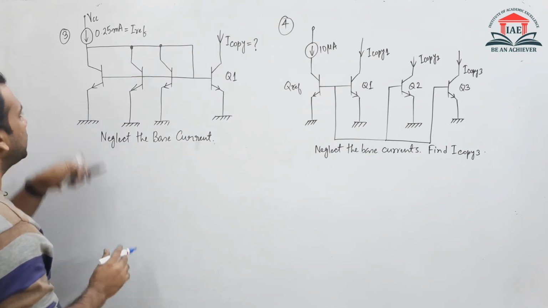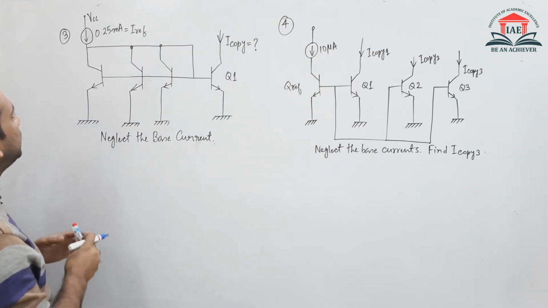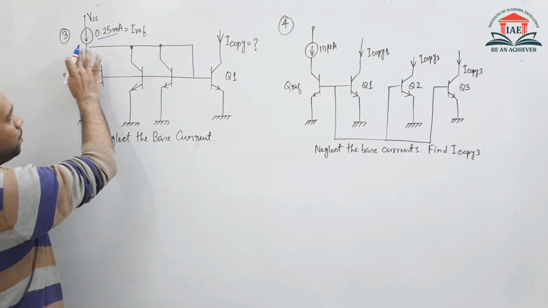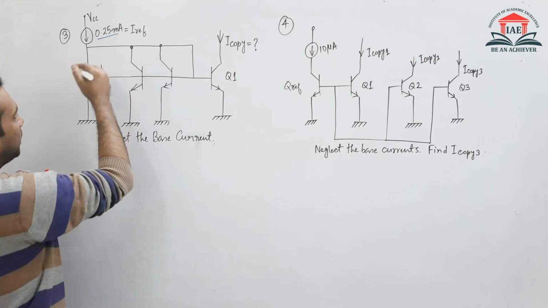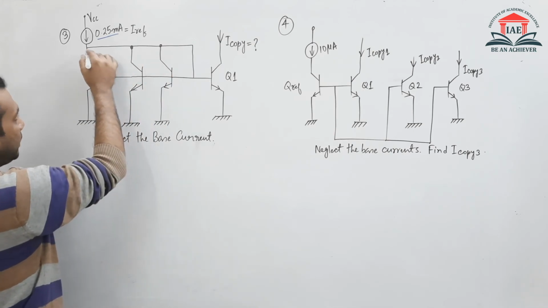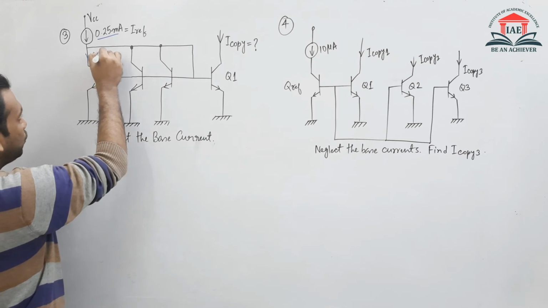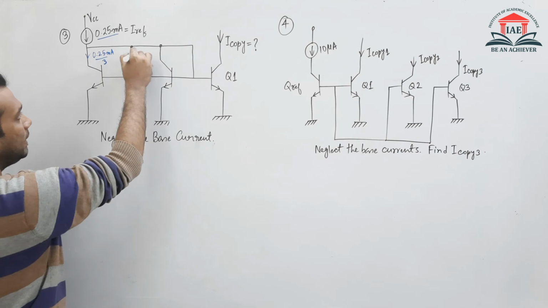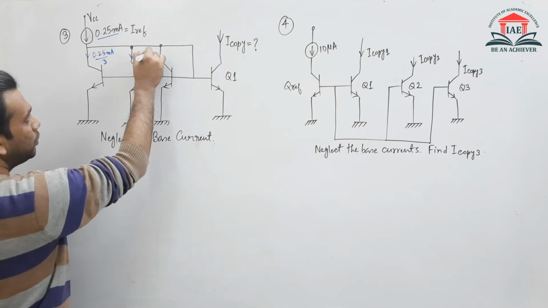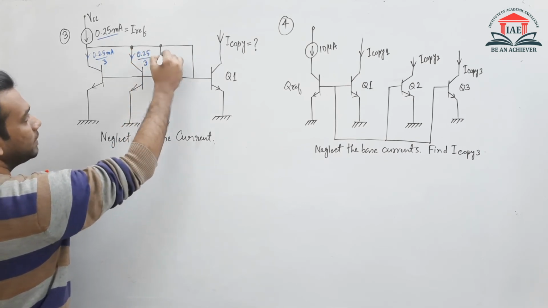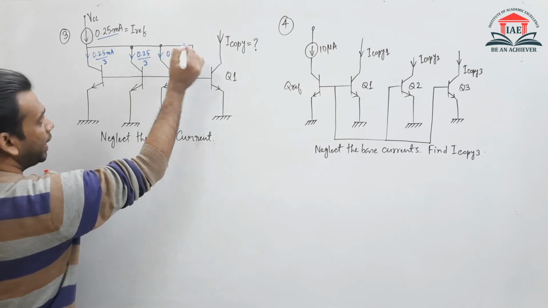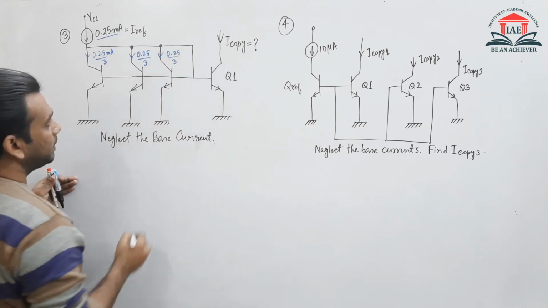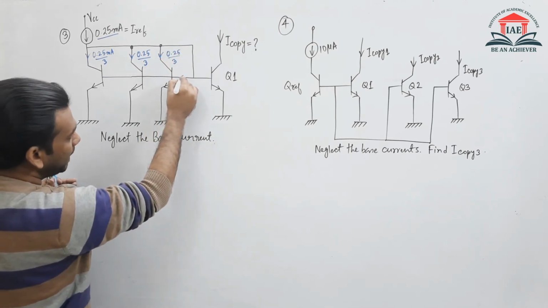So for that purpose you can see that this 0.25 milliampere current is branching in the 3 transistors. That means how much current will go here? Here it will be 0.25 milliampere divided by 3. Similarly how much current will come here? 0.25 milliampere divided by 3. Here also it will be 0.25 milliampere divided by 3, because how much is the base current here?